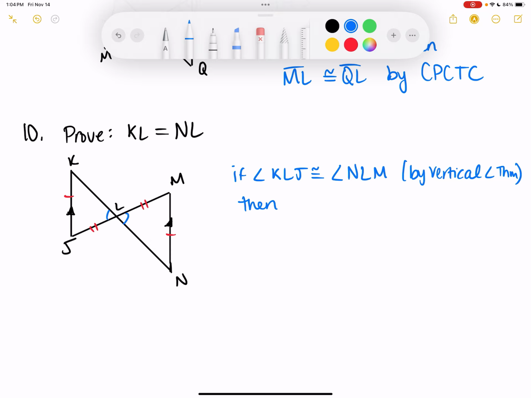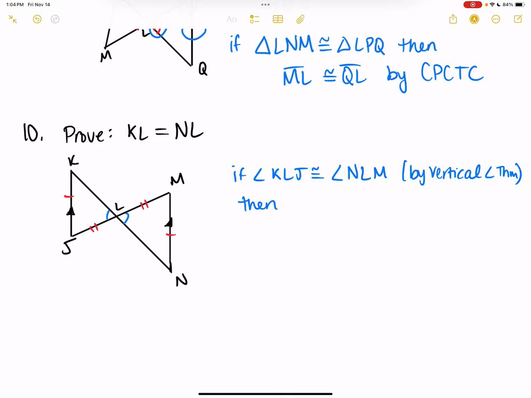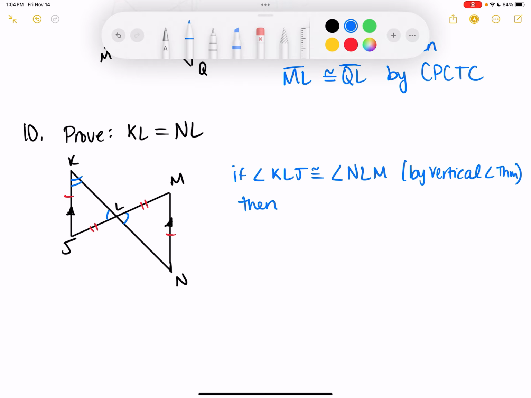What does this symbol mean? Parallel. They're parallel lines cut by a transversal. You can look at it in either direction if you want. So what does that mean? Angle K is congruent to angle N. So now I have angle, angle, side.